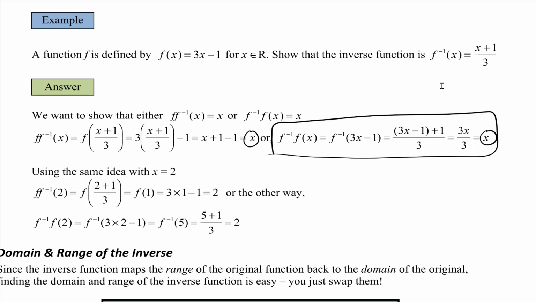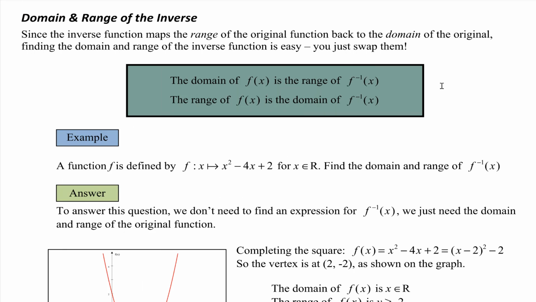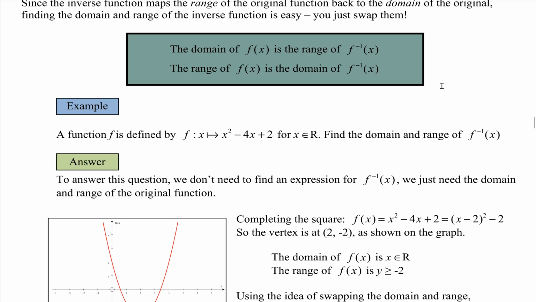As I said earlier, the domain and the range swap around, and that's an important one to recognize here. The domain of the original function is the range of the inverse, and the range of the original function is the domain of the inverse. So you'll get questions like this that say, we've got this quadratic function here, defined for x any real number, find the domain and range of the inverse function. Well, if you can work out the domain and range of the original function and just swap them around, you've got the domain and range of the inverse function there.